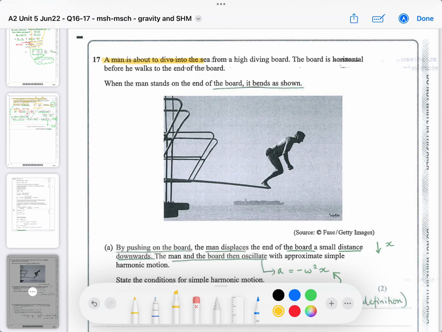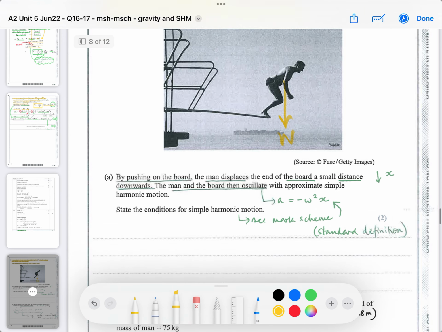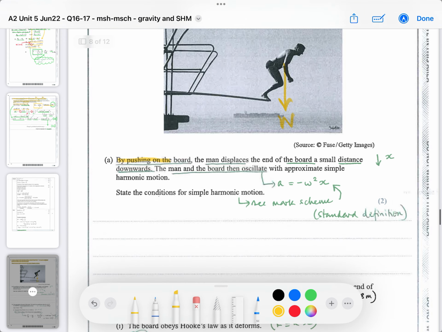A man is about to dive into the sea from a high diving board. The board is horizontal before he walks to the end of the board. Okay, so it's not normally bent like that. When the man stands on the end of the board, it bends as shown due to his weight. So his weight is pulling him down and creating the bend in the board. By pushing on the board, the man displaces the end of the board a small distance, x, downwards.